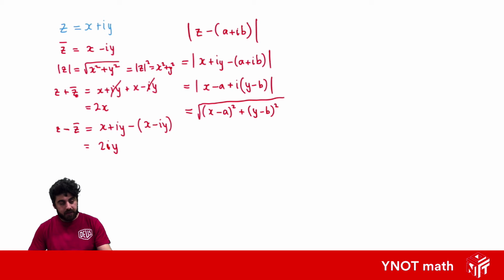If we were adding a complex number and its conjugate, this would just give us a straight line that had no imaginary part. And if we were subtracting a conjugate from a complex number, we'd get a straight line with no real part. If we had the modulus of a complex number minus another complex number, this gives us a circle that's centered at the point a, b. So let's have a look at a few examples.